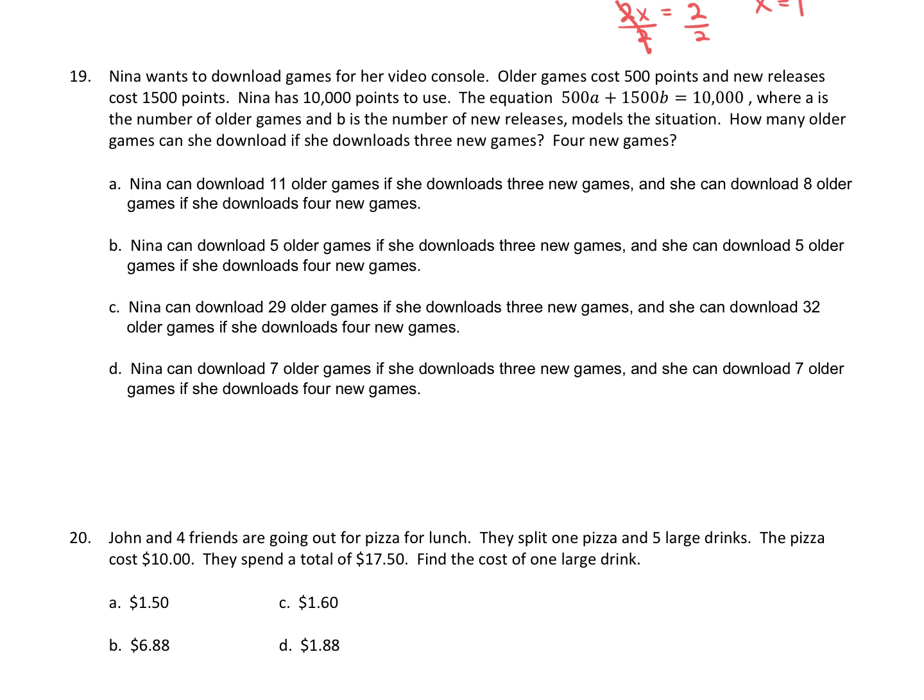So that's kind of a lot of information, but if we continue to read, we say, oh, well, that's really nice. The equation, how nice is it for them to give us the equation? 500A plus 1,500B equals 10,000, where A is the number of older games, so we know what that A variable stands for, and B is the number of new releases. That equation models the situation.